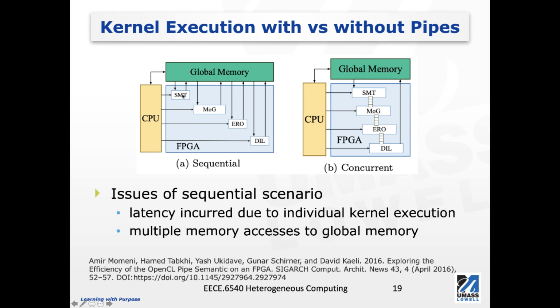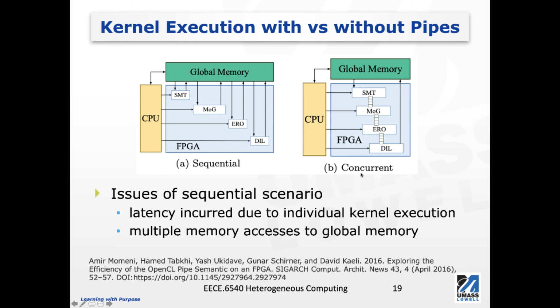So what you can see is there are a lot of memory operations performed towards the global memory. Read, write, read, write, read, write. Even though we have these 4 stages of processing, all 4 kernels are competing for the global memory to access the intermediate data. And that's the issue of this sequential scenario. There's a lot of latency incurred due to the individual kernel execution and multiple memory accesses to the global memory.